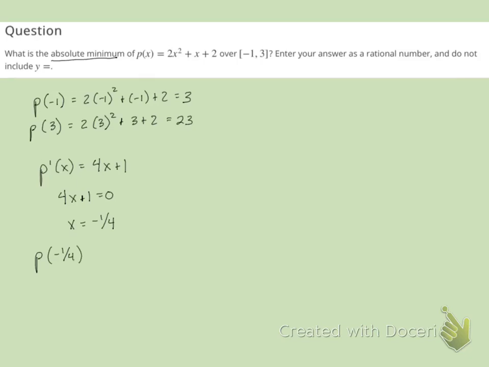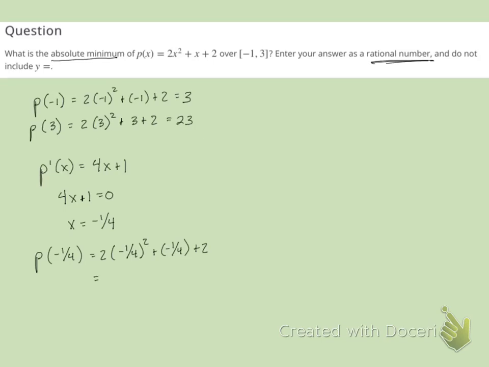So we'll have f of -1/4 equal to 2 times -1/4 squared plus -1/4 plus 2. And this particular problem asks us to enter our answer as a rational number, so I can't just throw this in my calculator and get a decimal. Although if you're really good with your calculator, you can get the decimal and then convert it back to a fraction. I'm just going to stick with the fractions.